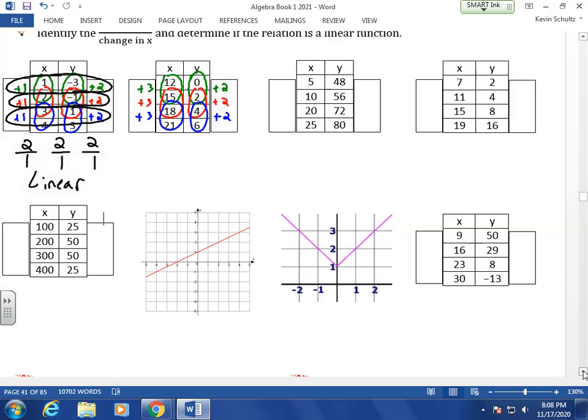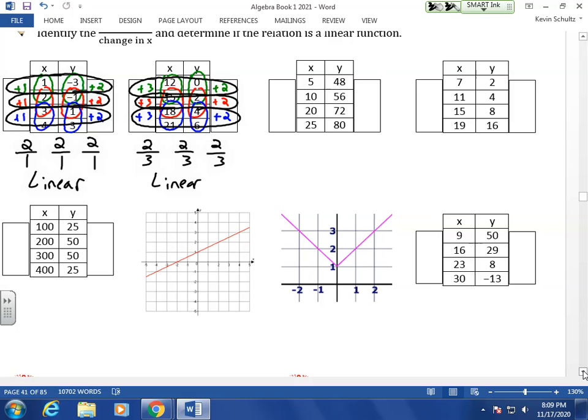We look across the table to see if we have a constant rate of change. Y is going up by 2, x is going up by 3, so the first rate of change is 2 over 3. The second rate of change, in red here, is also 2 over 3. And the third rate of change, in blue here, is 2 over 3. So this one is also linear, right? Because those slopes are the same. That rate of change is the same.